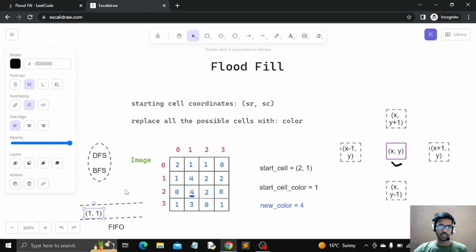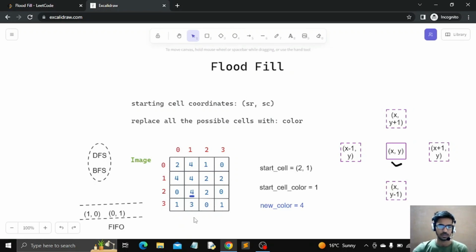So in the next turn, when we will pop this, again we will check for the neighbors of this cell. This is the current cell, and if we talk about its neighbors, then these two cells are having values equal to the start cell color. So we will change their colors. Firstly we will change the value of this cell, and then we have to add the coordinates also of this cell in our queue. And the next cell is this cell. We will change its value to 4, and we will add the coordinates of this cell also, which is 0 comma 1. We are done with this particular cell, so we will delete it.